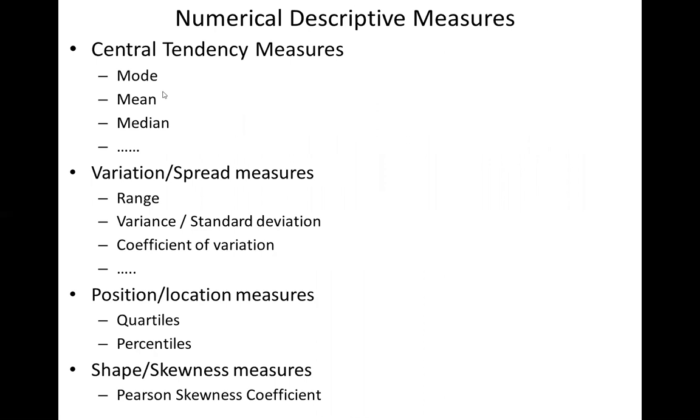You can describe a center, you can describe a variation, or you need to describe a position, or you need to describe the skewness of the shape in the data. So first, before introducing how to calculate each one and how to explain the meaning of the results that you have, I need to give an overview of why we have different dimensions to describe the data and what is the idea of the numerical descriptive measures.